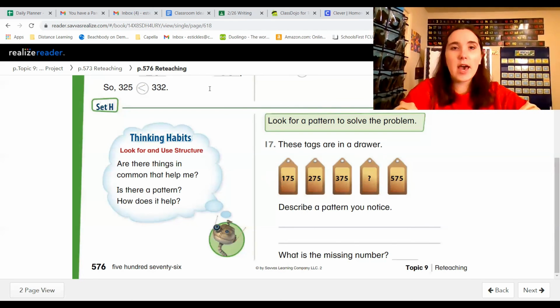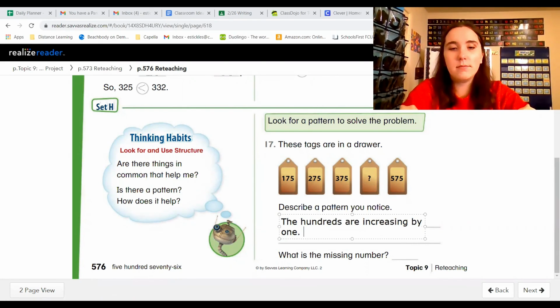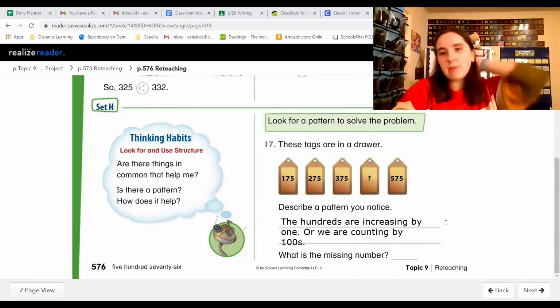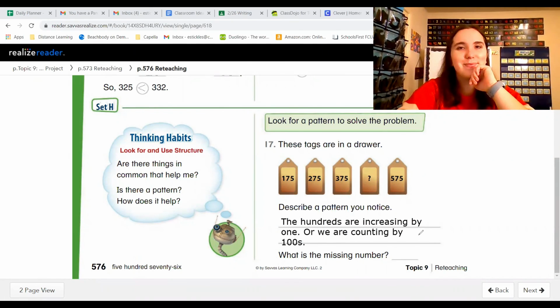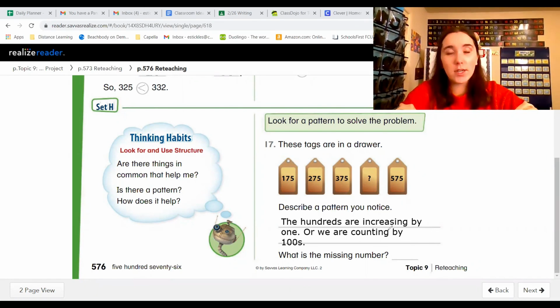So here's the pattern that I notice. The hundreds are increasing by 1, or we are counting by 100s. It means the same thing. So now we have to think, what would the missing number be? Try and find it by yourself first, and then unpause me when you have it. Do you know what it is? Well, 100, 200, 300, 400, so 475. Good job, friends.